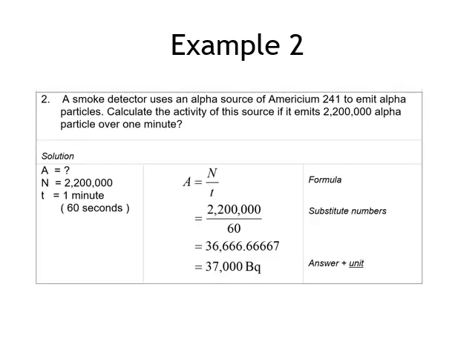Second question, we've got a radioactive source, this time emitting 2,200,000 in 1 minute. So we start with the formula, substituting the numbers, noting that for a minute we should be putting 60 seconds. Then we get an answer on our calculator there, which we then need to round because we only have two significant figures for the number of alpha particles. So we round to 37,000 becquerels.